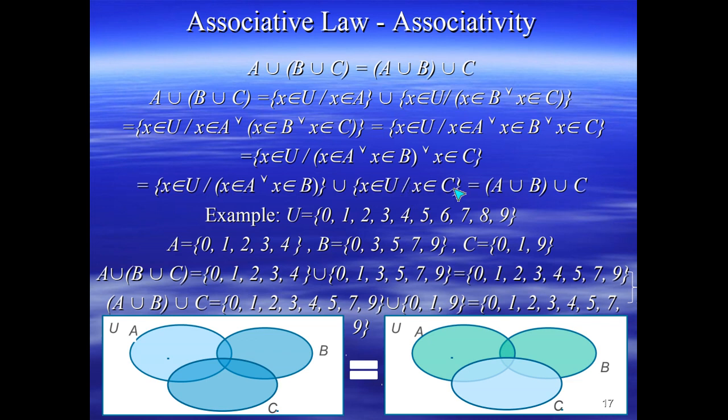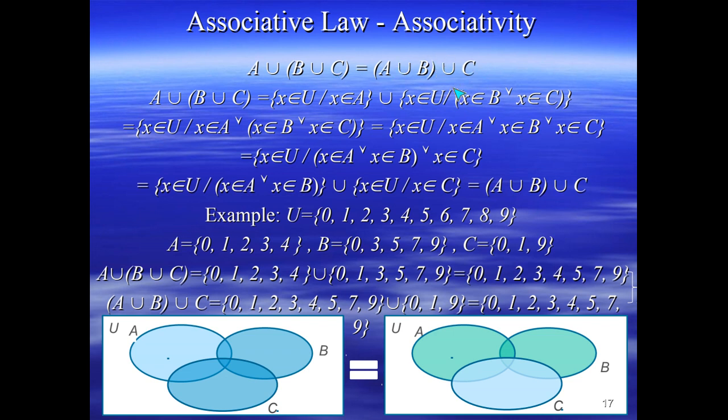And we can also put this "or" outside with a union and say this part, x is an element of U so that x is an element of A or x is an element of B, can be written as A union B. And we had also union C outside, so it is in parentheses A union B and then outside the parentheses union C. What is it? It is the right-hand side. So we started from the left-hand side and we arrived at the right-hand side.